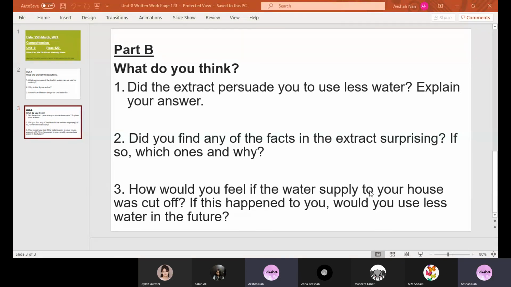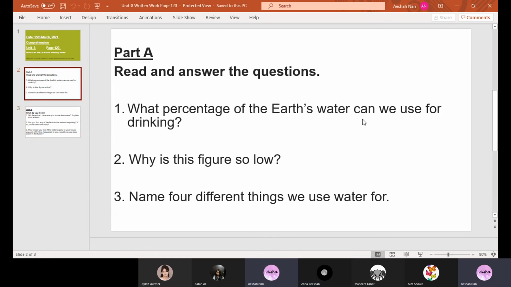Zoha, have you written? Teacher, I have written all the questions of part B and A. Okay, just have a look at exercise A, the first question, right? What percentage of the Earth's water can we use for drinking? You can write we use 4% of the Earth's water for drinking. What's the percentage? 4%. We use 4% of the Earth's water for drinking.